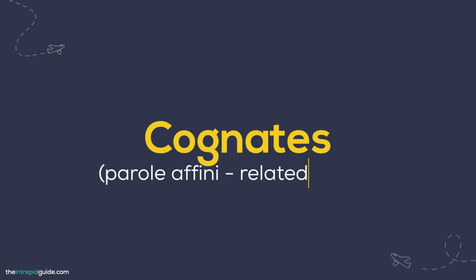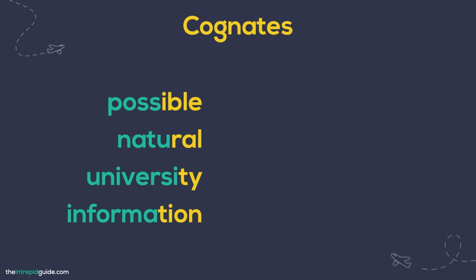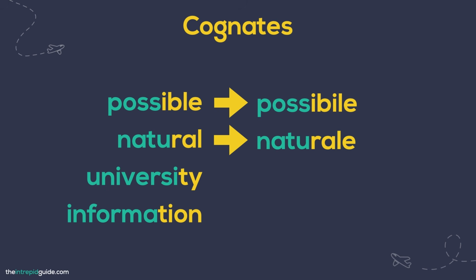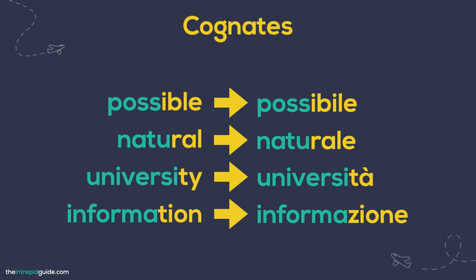Now, I'm talking about parole affini, which means related words or cognates. Italian and English share thousands of words that are nearly identical thanks to their Latin roots. Here are just a few examples. Possible becomes possibile, natural becomes naturale, university becomes università, information becomes informazione.